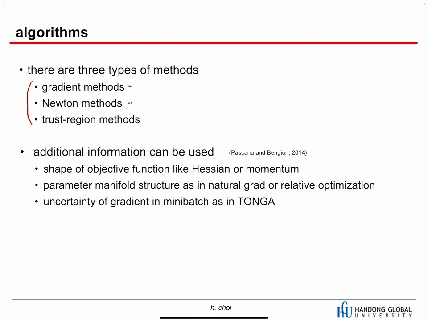The trust-region method is actually a compromise between these two approaches. It takes the advantage from both, so it's kind of in the middle of these two methods. Or we can use some other additional information, like the shape of the objective function, like Hessian or momentum, or we can consider the parameter manifold structure as in natural gradient or relative optimization. Or we can think of uncertainty of gradient information in mini batch as in some specific algorithms.